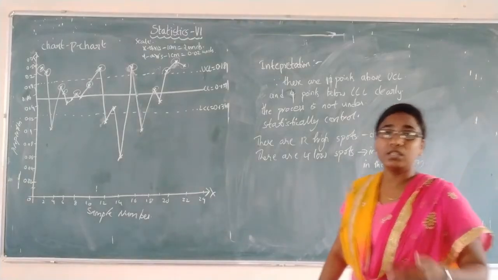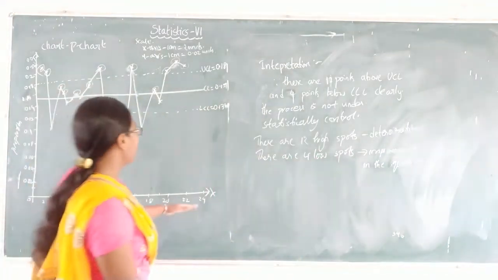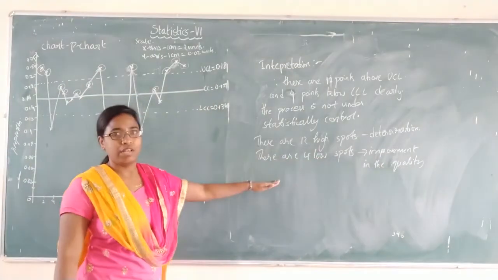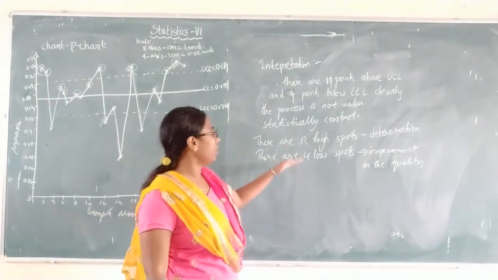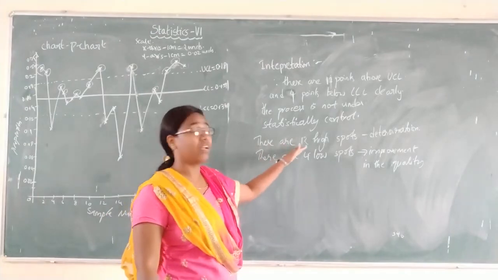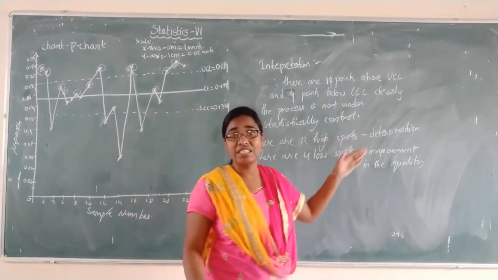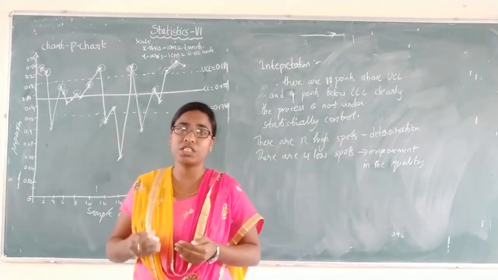Deterioration means the situation which goes worse day by day. Now if you compare, low spots are only 4. That means the improvement. Comparatively, the high spots are many, right? If you compare 12, there are many high spots. So there is a situation that it is going worse day by day.